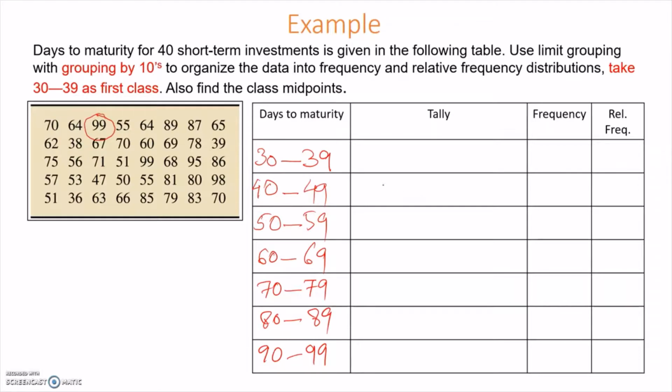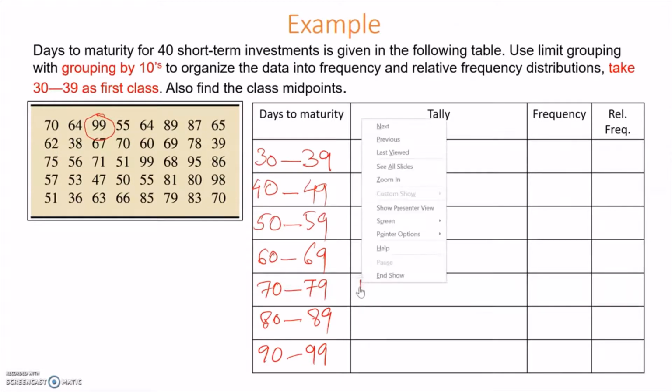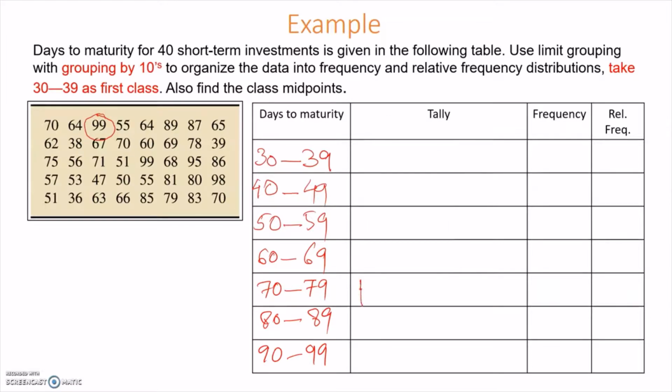Next, I'm going to make a tally here, right? I have the values here. You see these values. I'm going to take these values and tally or copy them here. The first value is 70. 70 will belong to this class. So this is the tally mark. I have this tally mark first. Tally mark 70, 62, 75, 57, 51, all done. 64, all these are done.